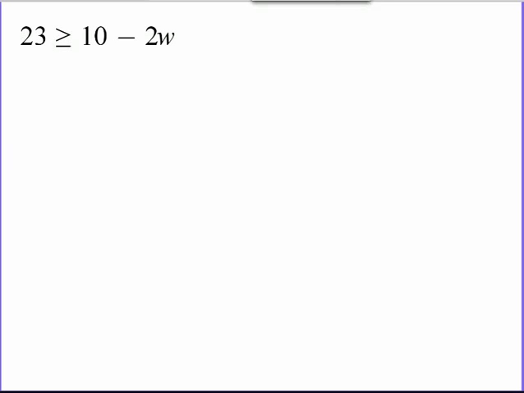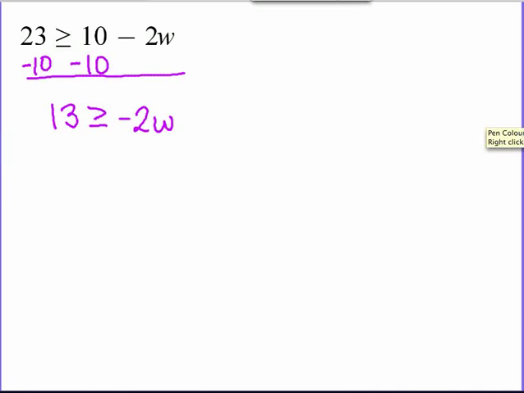What do you think you do there first? Subtract 10 from 23. So then I really have 13 is greater than or equal to negative 2w. What do you do now? Divide by negative 2. Whenever you divide by a negative, there's like a ding ding ding that should go off in your head. And you should know whenever you divide by a negative, like a negative 2, what do you do with the inequality? Flip the sign. So it becomes less than or equal to.